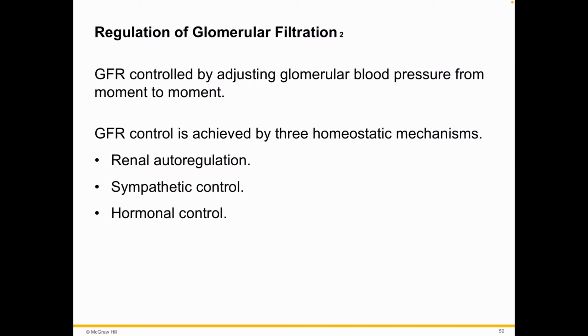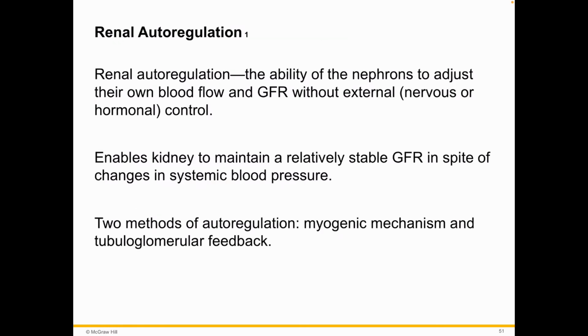So the glomerular filtration rate is controlled by adjusting the pressure of blood that's going into the corpuscle moment by moment. And the glomerular filtration rate control is regulated by three things. Number one, the kidneys can self-regulate to some degree. We do know there is a sympathetic control mechanism as well, but we also know that different hormones can affect that glomerular filtration rate, specifically ones controlling how much water is in the body, and water loss through urination.